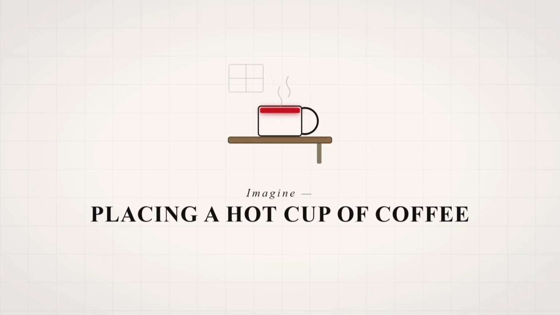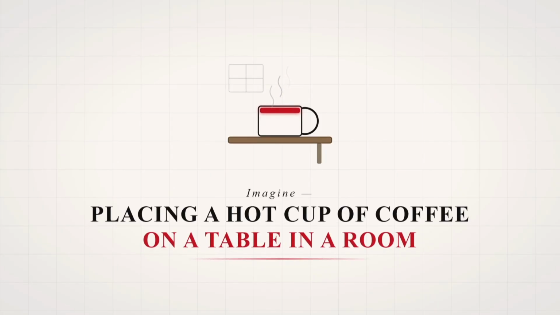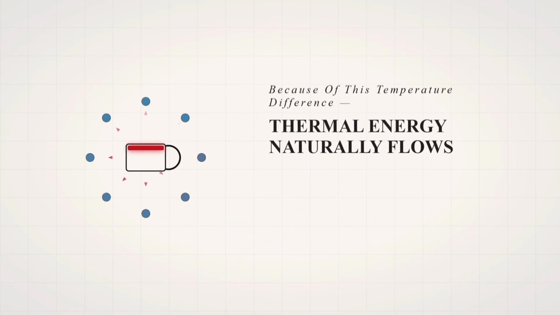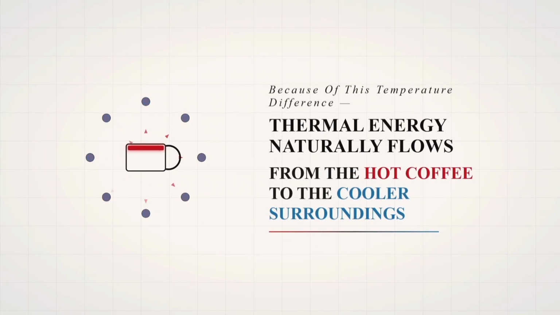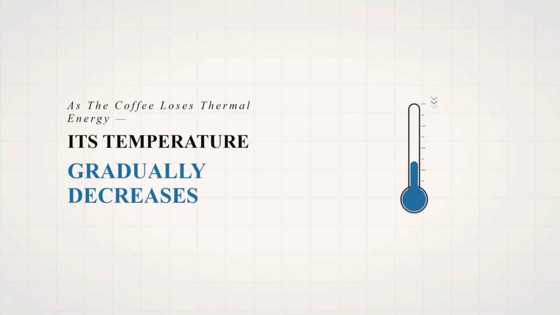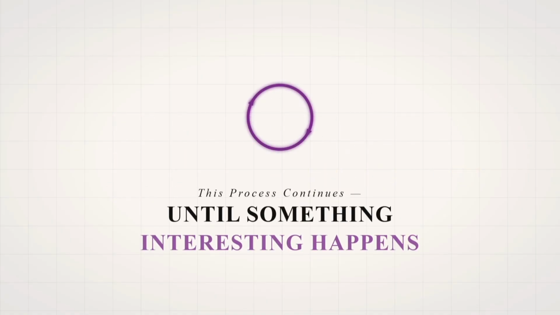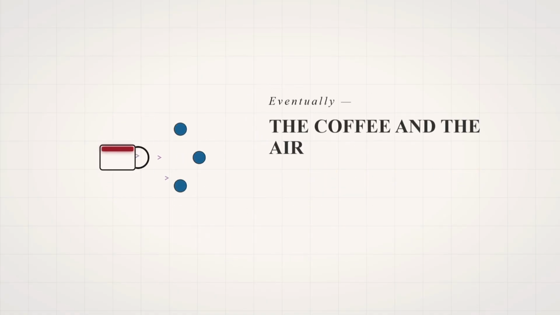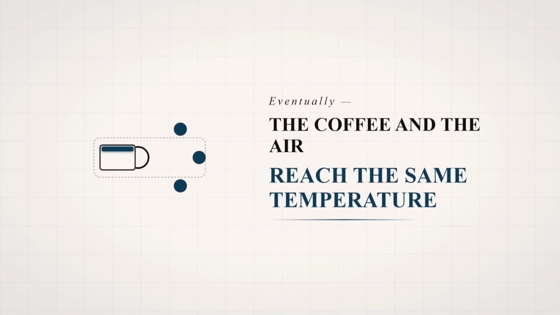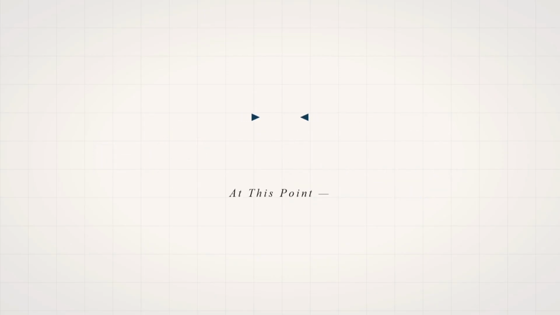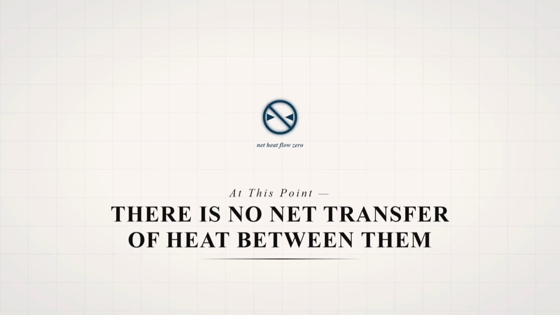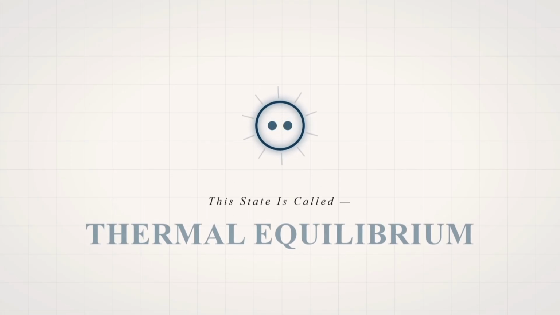Imagine placing a hot cup of coffee on a table in a room. Because of this temperature difference, thermal energy naturally flows from the hot coffee to the cooler surroundings. As the coffee loses thermal energy, its temperature gradually decreases. At the same time, the surrounding air gains a tiny amount of that energy. This process continues until something interesting happens. Eventually, the coffee and the surrounding air reach the same temperature. At this point, there is no net transfer of heat between them. This state is called thermal equilibrium.